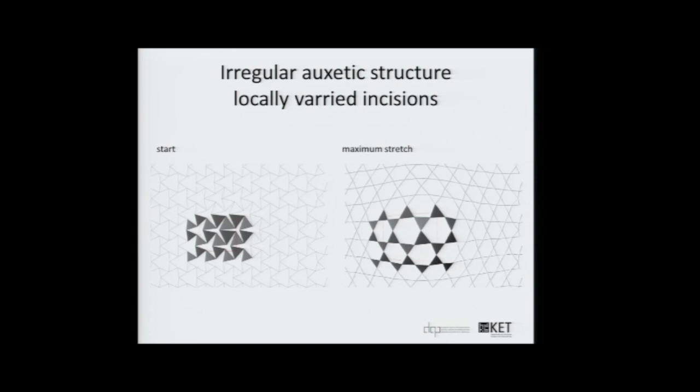A variation in incision patterns can not only be applied globally, as before, to the whole structure, but also more locally at the level of the individual cuts. This is part of our innovative approach. We call this an irregular auxetic structure. As you can see on the left side, we start with an irregular auxetic structure, varying incision patterns, and on the right side, the fully stretched 3D result.